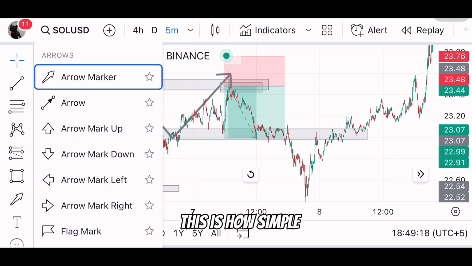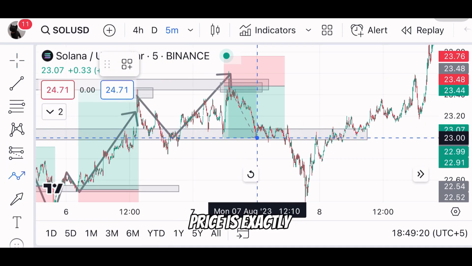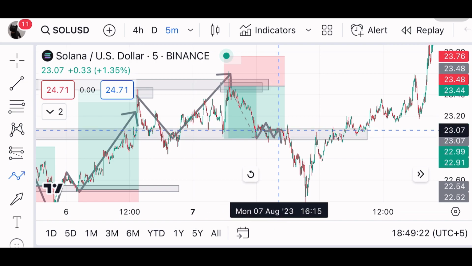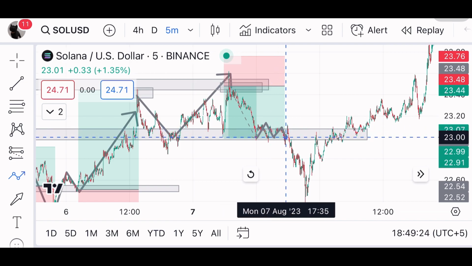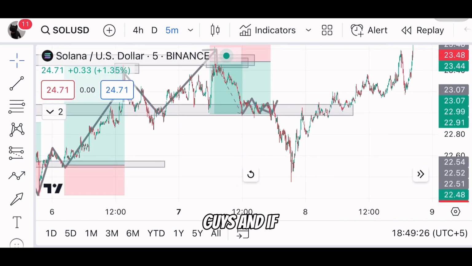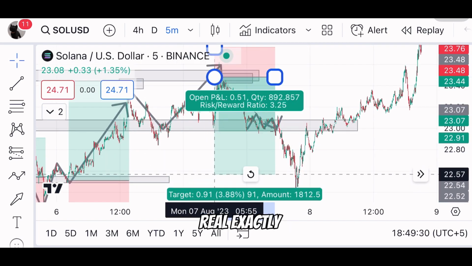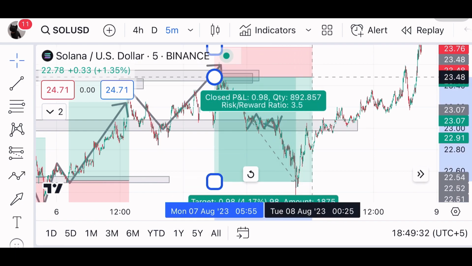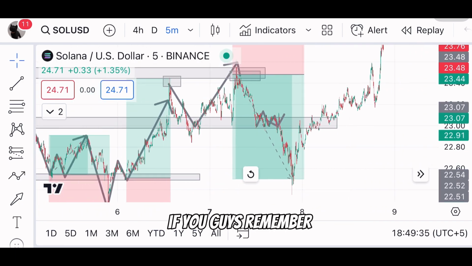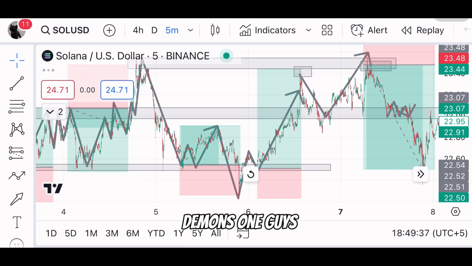You guys can see that this is how simple the trading is. The price is exactly ranging this zone. And again, guys, what I said, now this is the demand zone, and if we break over this demand zone, the next demand zone was exactly this region, guys, right? This is the exact region. If you guys remember, this was the exact demand zone.